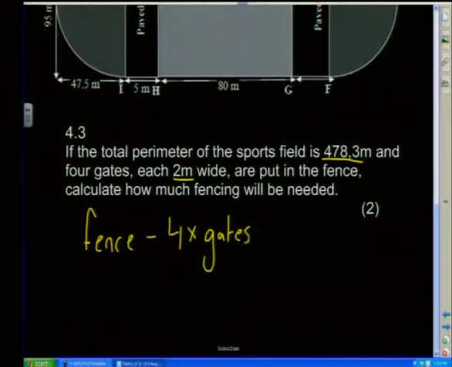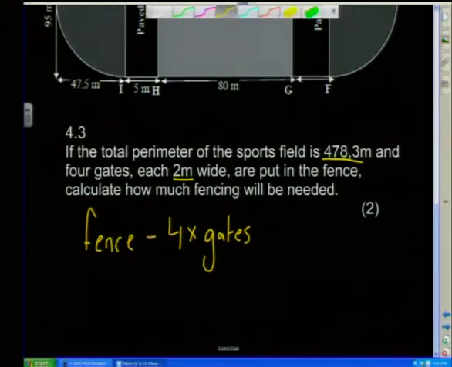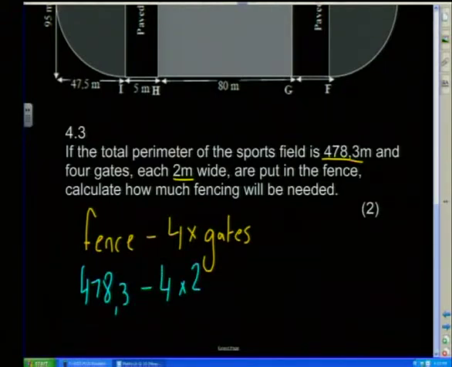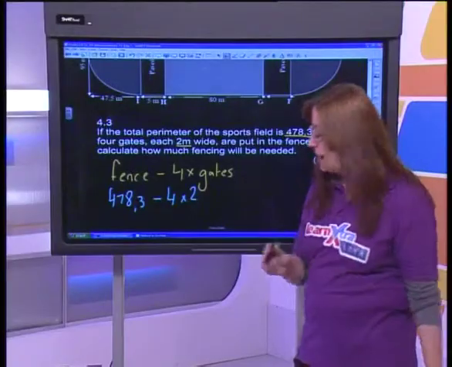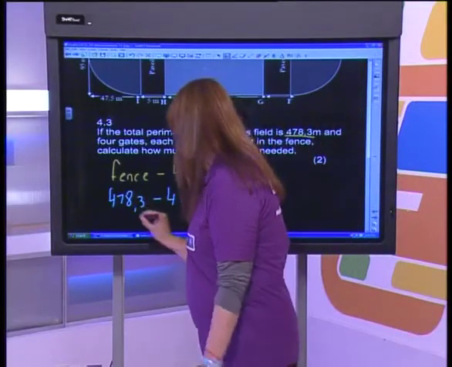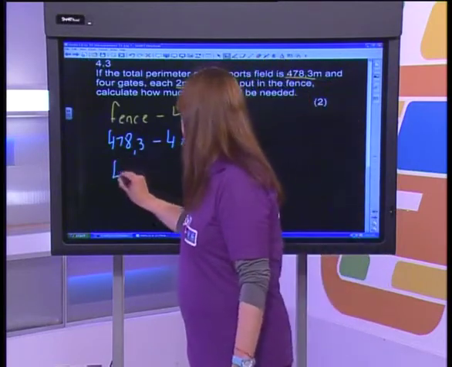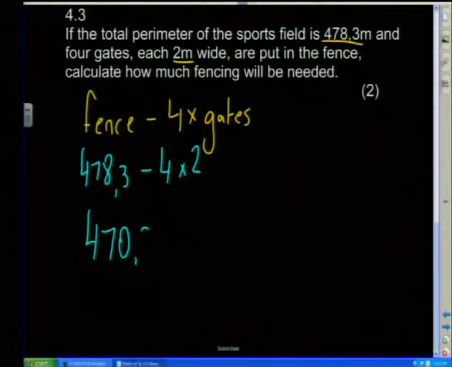And so we know all these facts. Our fence was 478.3, and we're minusing 4 gates, each of 2 meters. So we're actually only minusing 8 meters. So we can say that minus 8, and I think we don't need a calculator for that, to say it's 470.3 meters.